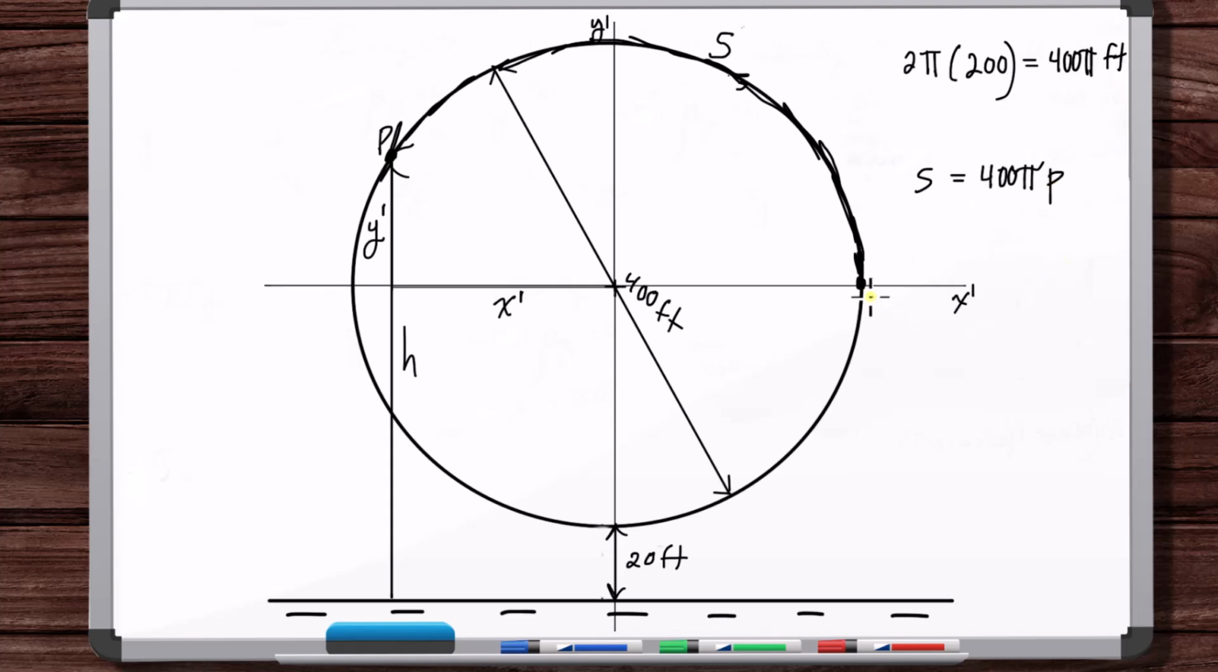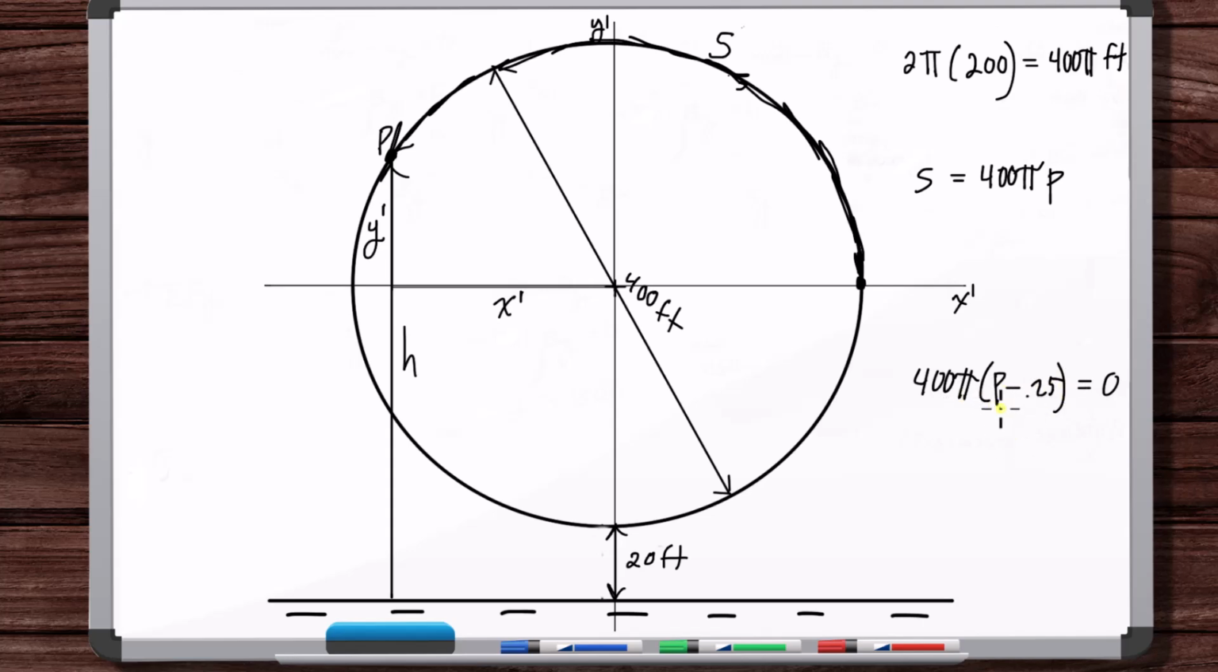But they're not at the same starting point. P is shifted back 25% of a rotation, a quarter of a rotation. So we need to shift P here. If we think, when S is equal to 0, what is P? When S is 0, what is P? P is 25%. So you have 400 pi, and we need to shift P so that something is equal to 0. What do we need to shift? When S is equal to 0, that means that we need this.